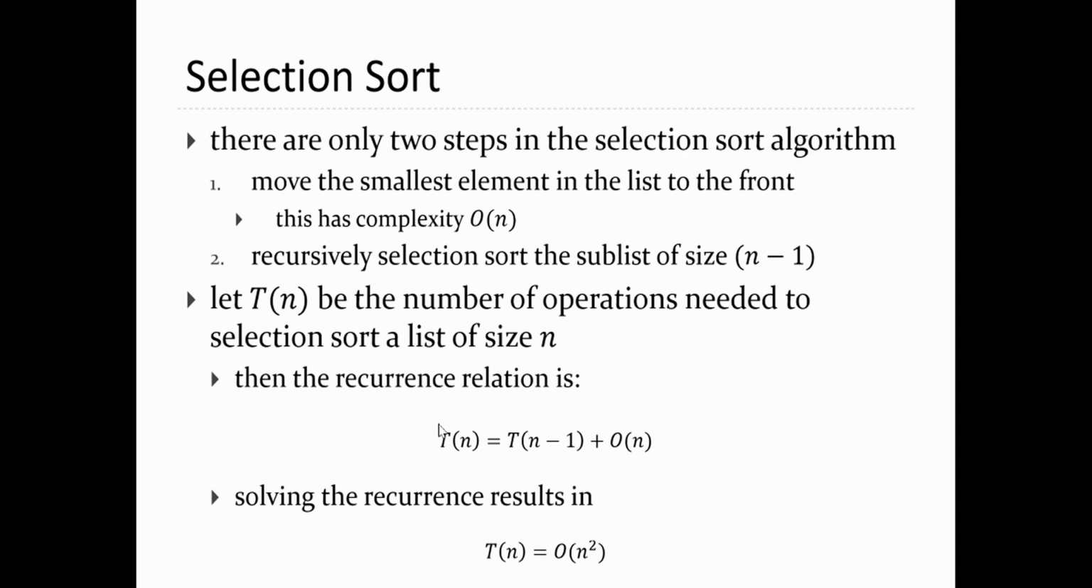If you scribble out the recurrence relation for this, which they also should have told you about in CISC121, if Tn is the number of operations needed to selection sort a list of size n, then the total number of operations is equal to the number of operations needed to sort a list of size n minus 1, plus big O of n, move the smallest element to the front of the list. If you solve that recurrence relation, you end up with big O n squared, which is in fact the worst case time complexity of the selection sort algorithm.